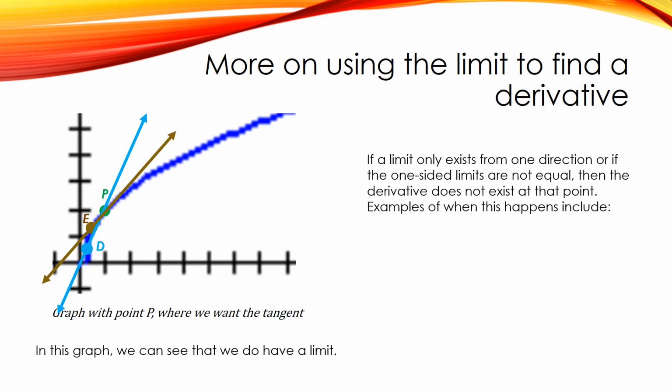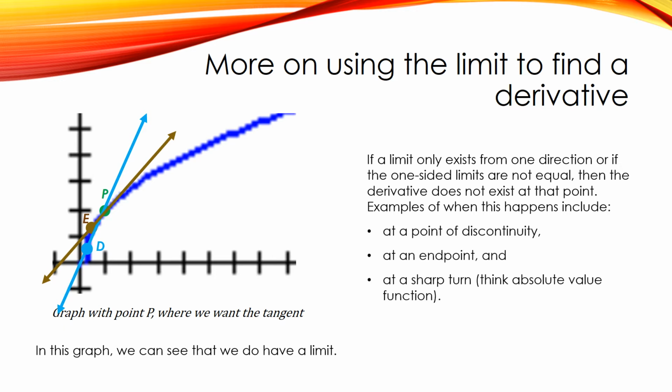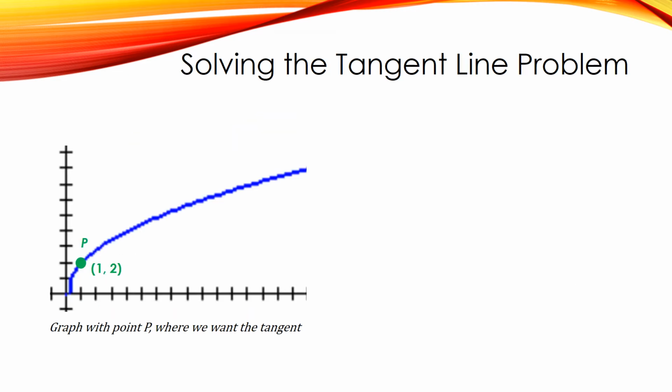Examples of when this happens include at a point of discontinuity, at an endpoint, and at a sharp turn, such as in the absolute value function. Using the derivative to find the slope at a given point not only tells us the instantaneous rate of change at that point, but also allows us to solve our tangent line problem. Using the slope and the point of tangency, we can calculate the equation of the tangent line using the point-slope form. We will do this in the next lesson.